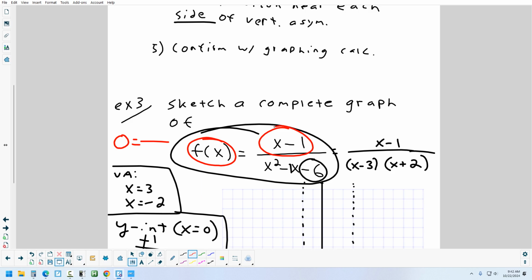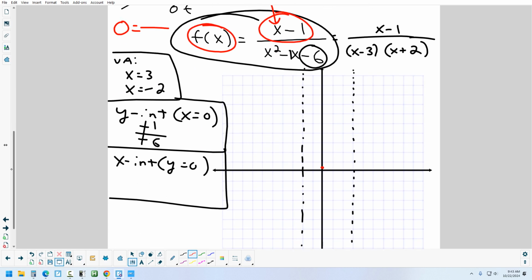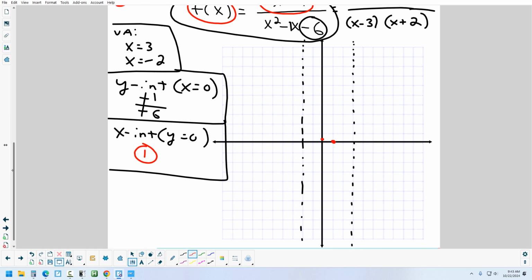So that's one thing you have to check. Once you find that 1 is what makes the top 0, if you could plug 1 in and it makes the bottom 0 as well, that's a problem. Then we can't use it. But 1 makes the top 0 and it doesn't make the bottom 0. So that's good. So that means my x-intercept is going to be at 1. Right about there. What else? Let's do the EBM.